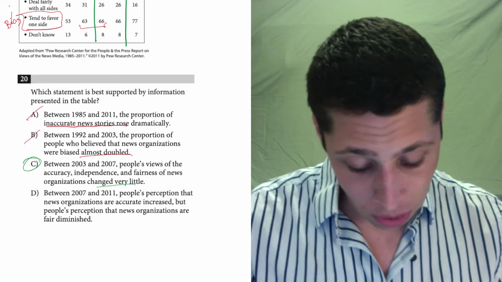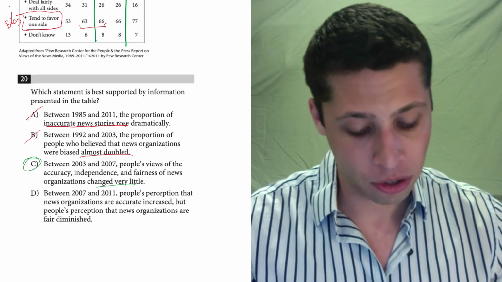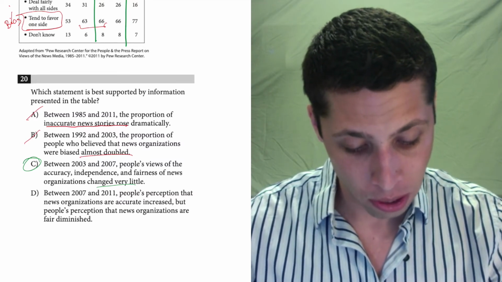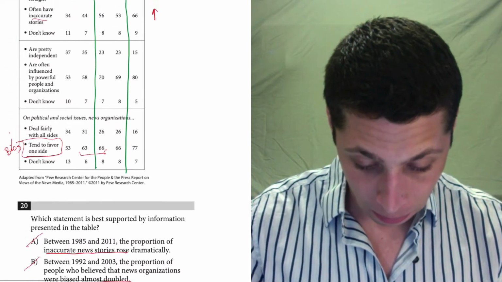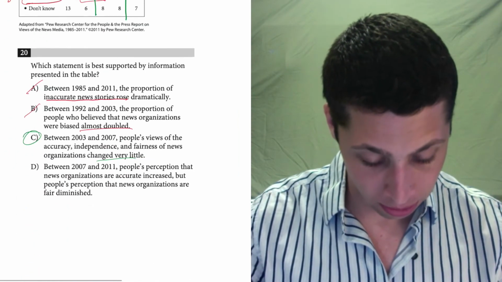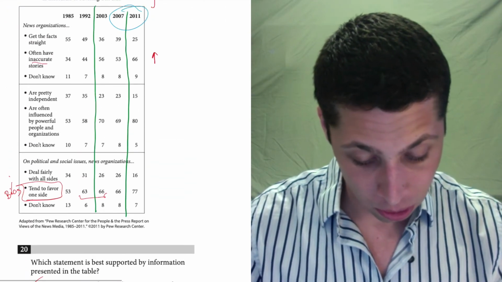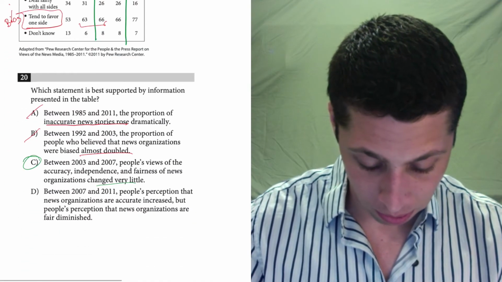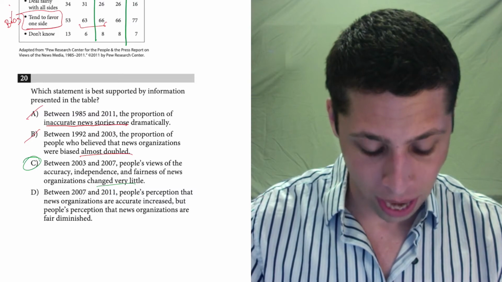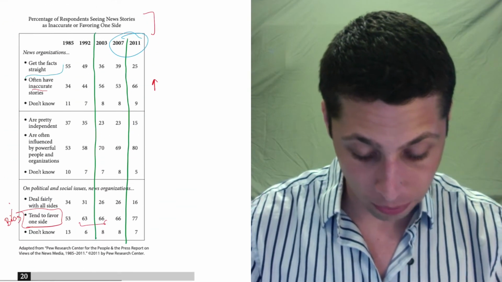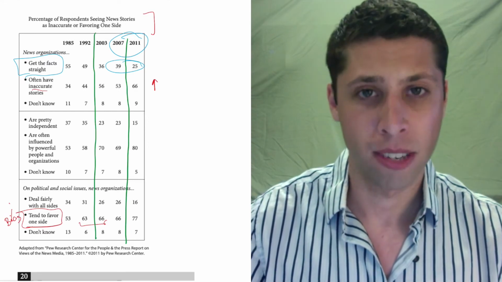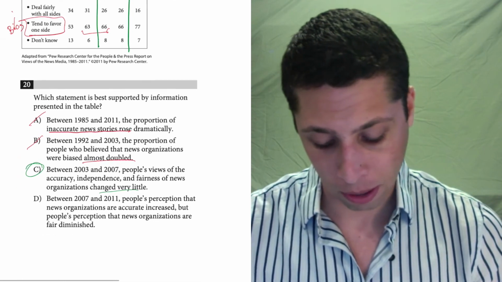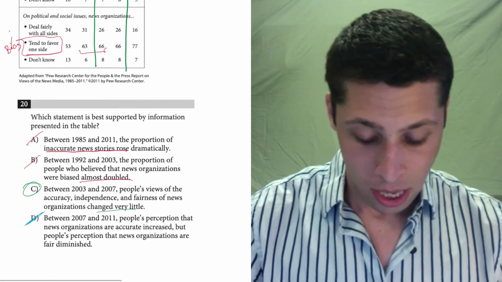Choice D: between 2007 and 2011, people's perception that news organizations are accurate increased, but people's perception that news organizations are fair diminished. Okay, so accuracy is here, and the years, just to be clear, are 2007 to 2011. So, well, that doesn't seem right. News organizations are accurate increased. Well, get the facts straight, decreased. 39 to 25. So that just seems inaccurate. I don't even need to check the second part. It's just wrong. So C is right.